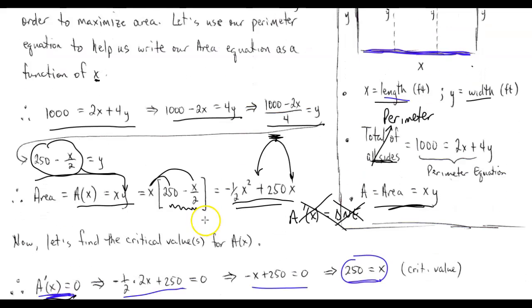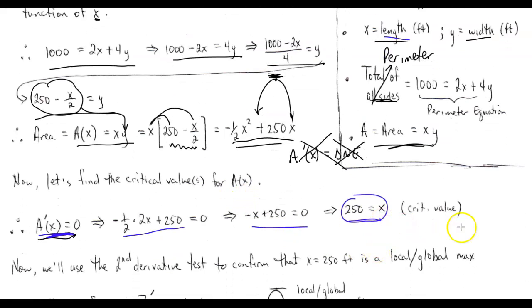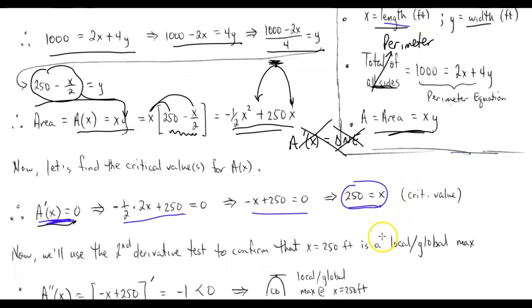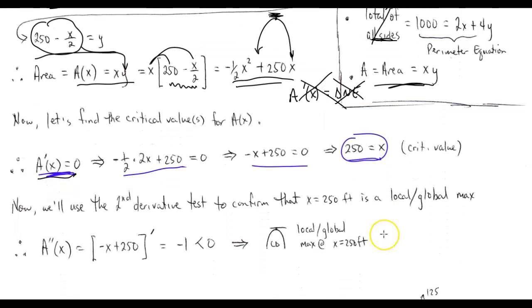So that's what that critical value means. Now, all a critical value tells us is that we either have a local max or a local min. Mathematically, a critical value does not say that I have a local max or a local min. It just tells you the potential locations where you got it. We actually have to use one of these tests to show that we have a local max or local min. And we choose the second derivative test because it's relatively easy to do here.